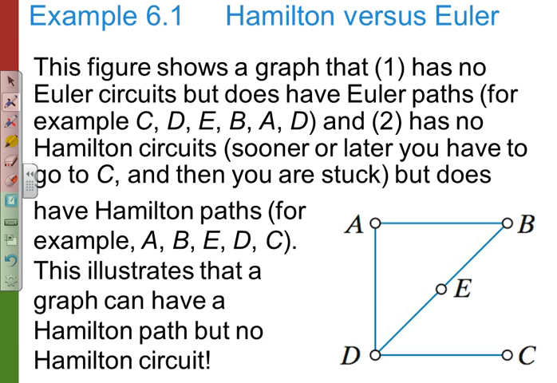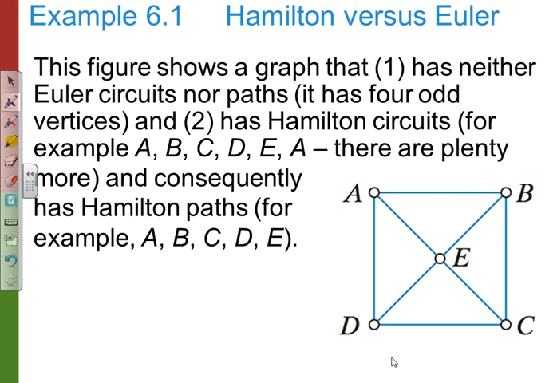Here's something that can't have an Euler circuit. I can have an Euler path because I have 2 odd vertices, but I can't have an Euler circuit. But I can clearly have a Hamilton path going that way. Can I have a Hamilton circuit? No, I can't have a Hamilton circuit either. But this graph can probably have both. There are plenty of different Hamilton circuits.